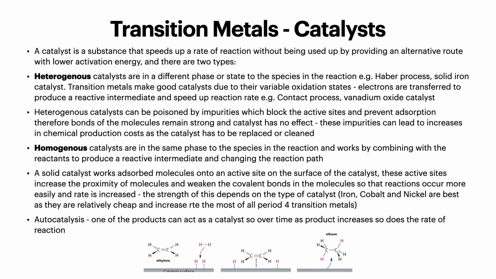An example is the contact process using a vanadium oxide catalyst. Heterogeneous catalysts can be poisoned by impurities which block the active sites and prevent adsorption. Therefore, bonds of the molecules remain strong and the catalyst has no effect. These impurities can lead to increases in chemical production costs as the catalyst has to be replaced or cleaned regularly.